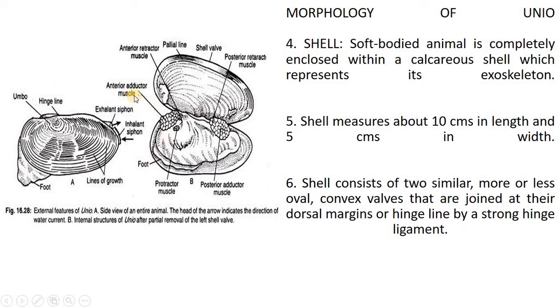Here we observe the anterior adductor muscles and posterior adductor muscles. With the help of these adductor muscles, the two shells are tightly held together. We also find the pallial line or mantle line, the posterior and anterior retractor muscles, the foot, and the protractor muscle. These muscles are meant for the extension and retraction of the foot.